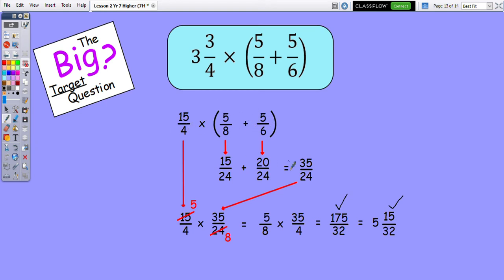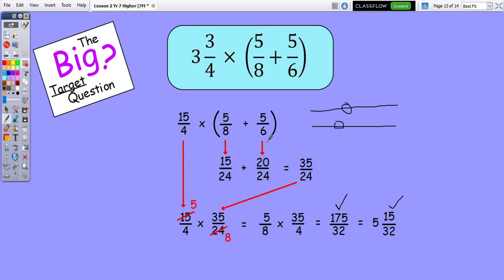Okay, BODMAS, I've got to do the brackets first. I've got to do the addition first. Okay, so 5 over 8 add 5/6. I've got to do something with this bottom number, this denominator. I know that the lowest common denominator of 8 and 6 is 24. So if I wrote the 8 times table out and the 6 times table out, 24 would be the first number that appears. There will be more numbers. I could use 48, for example, but I'm using the lowest one.